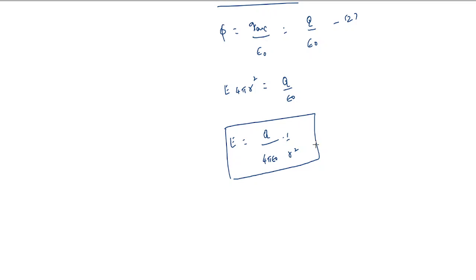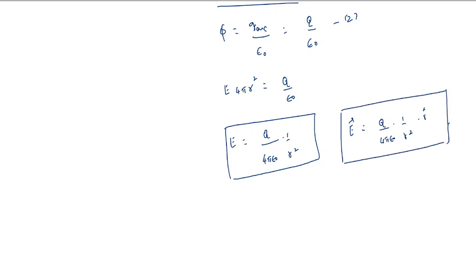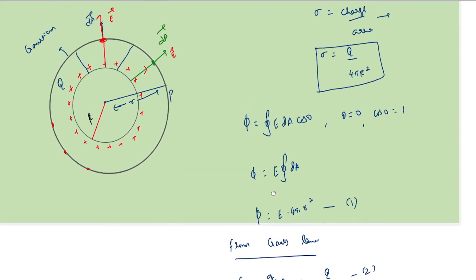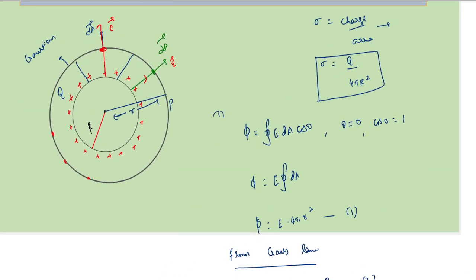Now in vector form, you can say vector E is equal to capital Q by 4 pi epsilon naught, 1 by r square into r cap, because it goes out radially. And do remember, this is a point outside the sphere. We'll just write it here. So we'll take case 1 where it is a point outside the sphere, or shell in this case, outside the spherical shell. That's the first case.